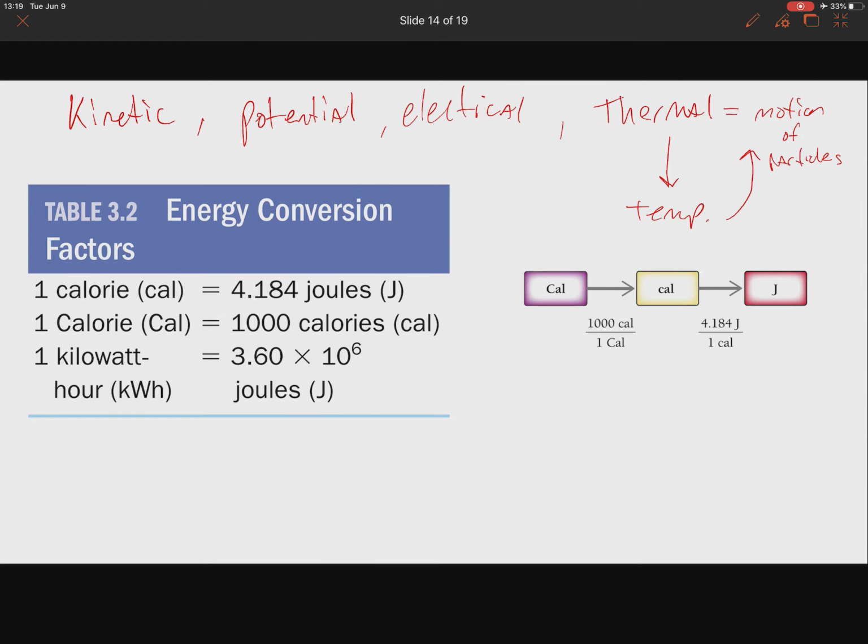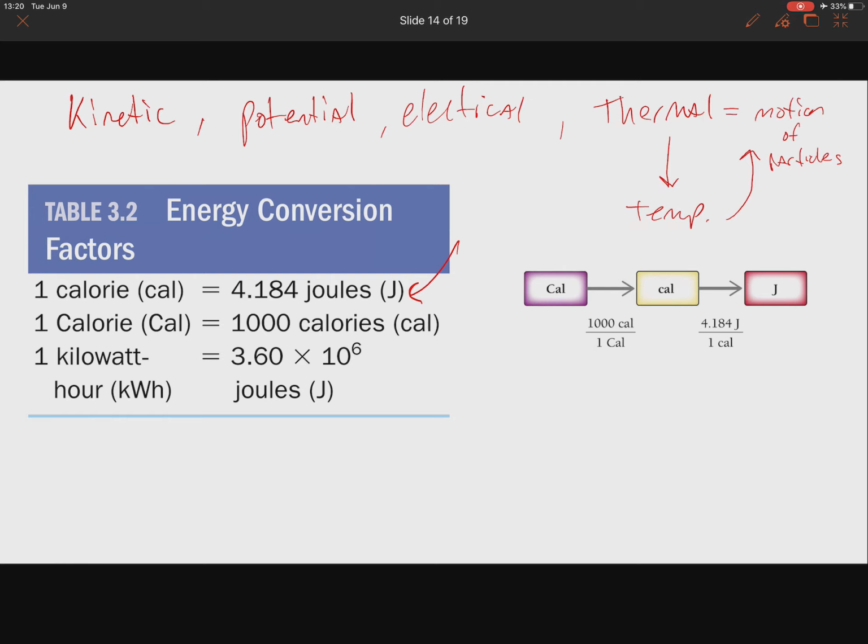Okay, let's talk about the units of energy. The SI unit that we use is called the joule, named after the English scientist James Joule. He's the first one who demonstrated that energy can be converted from one type to another and that the total energy was conserved. So he's kind of like Lavoisier in that he helped contribute to the conservation law.